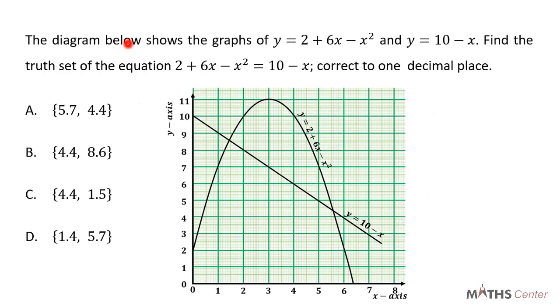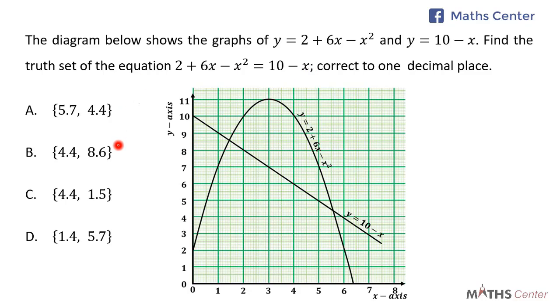The diagram below shows the graphs of y is equal to 2 plus 6x minus x squared and y is equal to 10 minus x. Find the truth set of the equation 2 plus 6x minus x squared is equal to 10 minus x, correct to one decimal place.